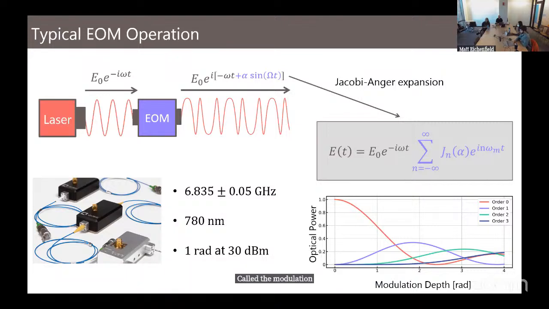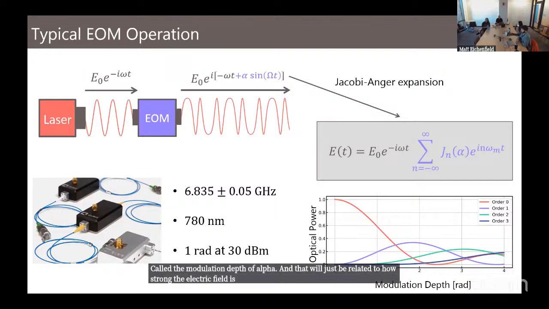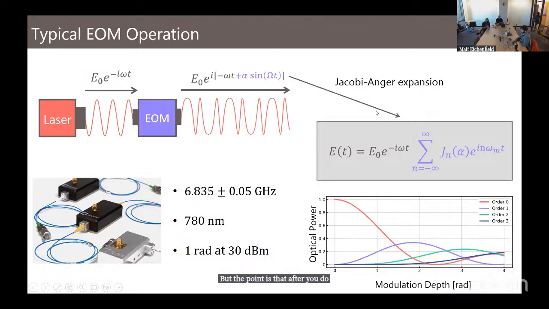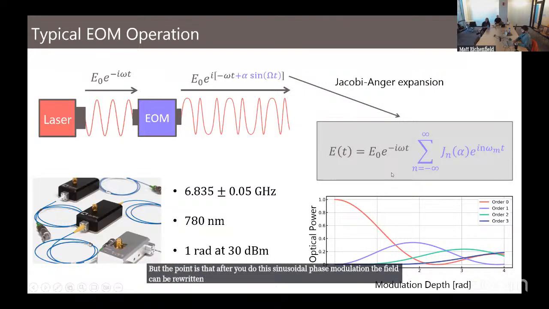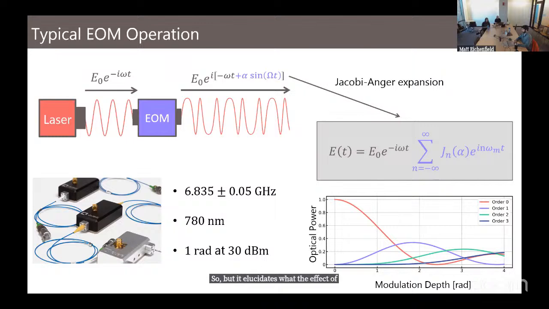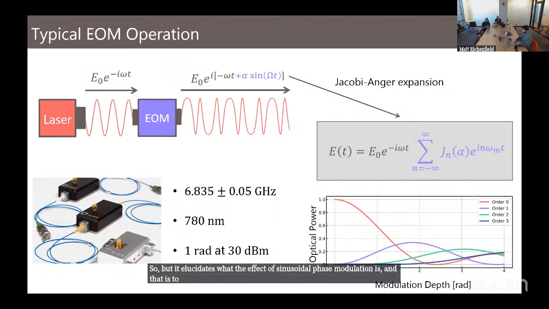depth of alpha. And that will just be related to how strong the electric field is in the crystal and also how strong its electro-optic coefficients are. But the point is that after you do this sinusoidal phase modulation, the field can be rewritten in this way, where it's been decomposed into its frequency components just by a Fourier series. But it elucidates what the effect of sinusoidal phase modulation is, and that is to produce sidebands in frequency space on the original carrier that are spaced by integer multiples of the modulation frequency.